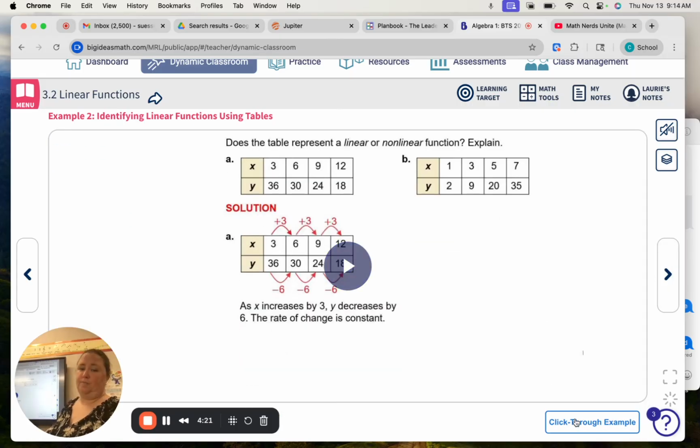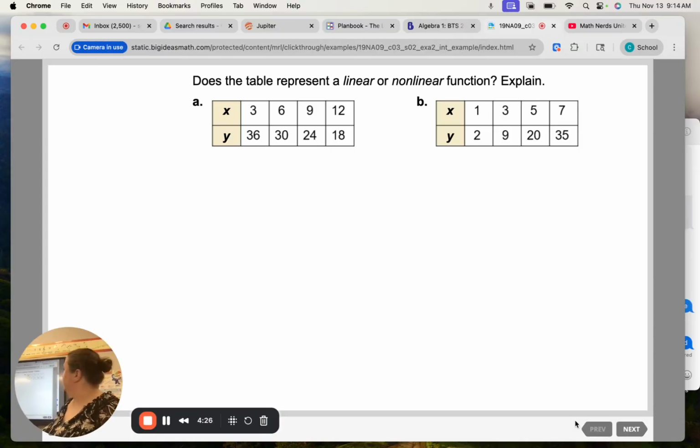So let's look at example 2. You can write this one in your journal. Does the table represent a linear or non-linear function? You do need to write this down. We did this in the first lesson, but I know it's been a big minute since then. So let's look at the input versus the output. We have (3, 36) as one of our points, (6, 30), (9, 24), and (12, 18).